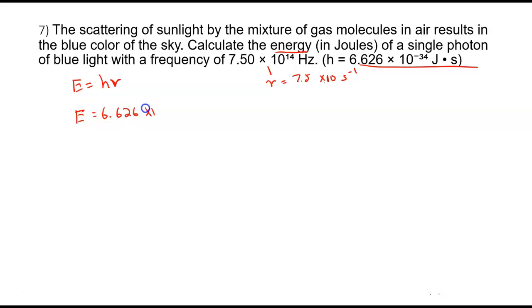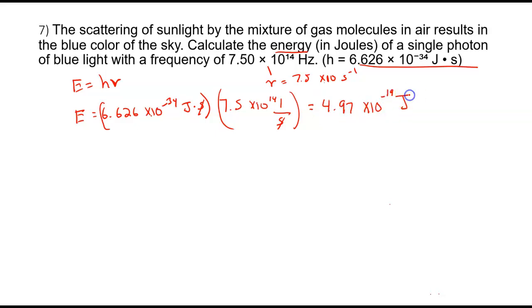6.626 times 10 to the negative 34 joule seconds times 7.5 times 10 to the 14th inverse seconds, which is like 1 over second. So you can see here the seconds will cross off. And when we do that, we get 4.97 times 10 to the negative 19th joules.